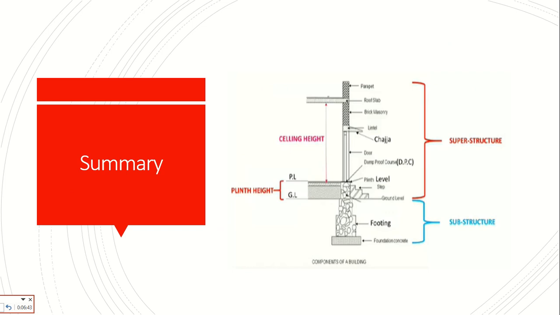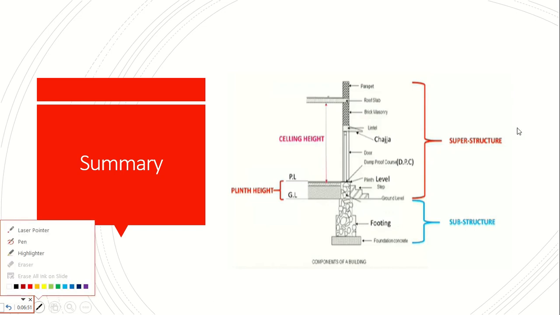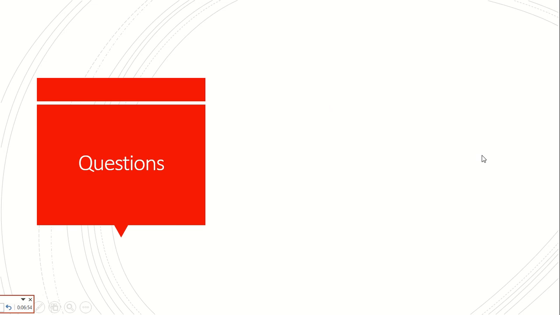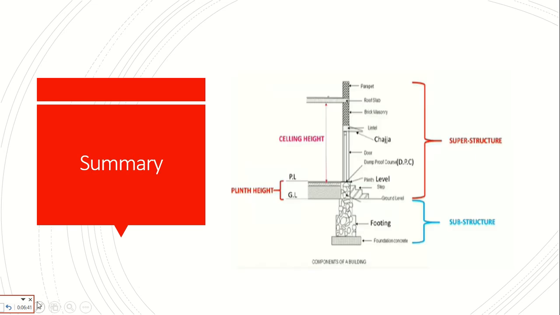So here let us discuss the summary of the entire discussion. Here we can see on the right hand side superstructure and on the left hand side plinth height. Now plinth height is the part of superstructure along with chhajja, door, then steps, brick masonry, etc. And here we can see substructure which is constructed below the ground level.